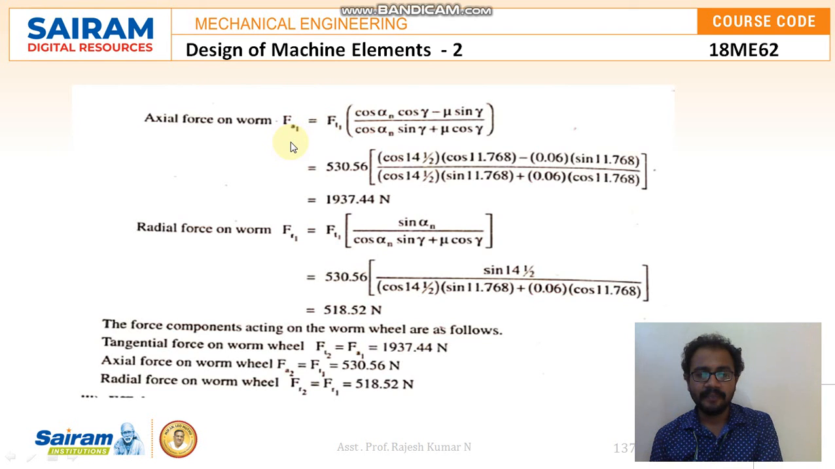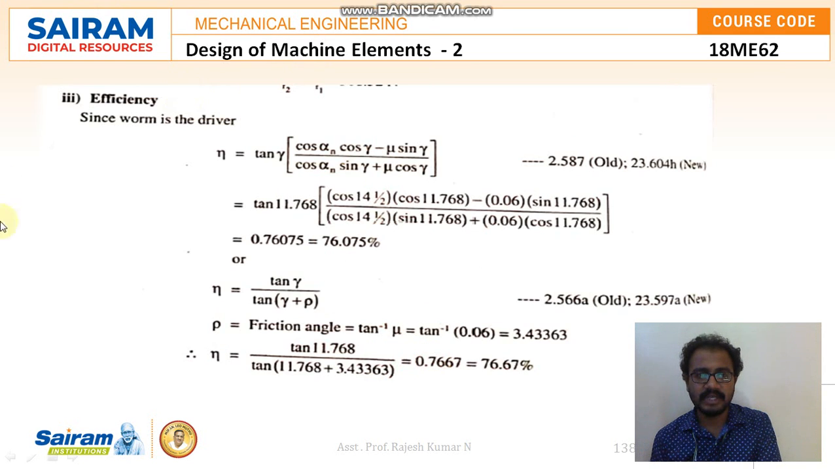Then moving to the second one, axial force and radial force. Both the formulas are available in the design data handbook. Here also all the values are known, that is lead angle, face width, FT1, everything. By substituting in this, I am getting the axial force on the worm as 1937.44 Newton, and the radial force on the worm as 518.52 Newton. So the force components acting on the worm wheel, I will be finalizing as this, and moving to the last step, that is efficiency.